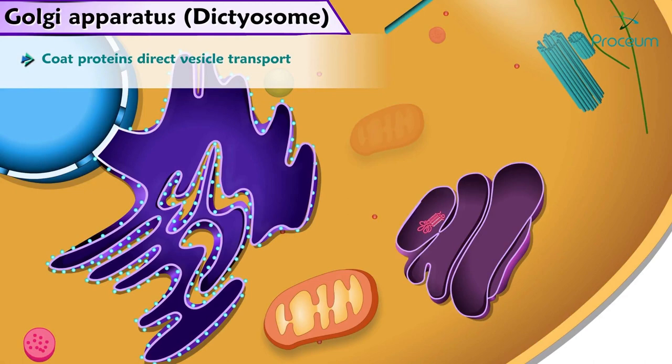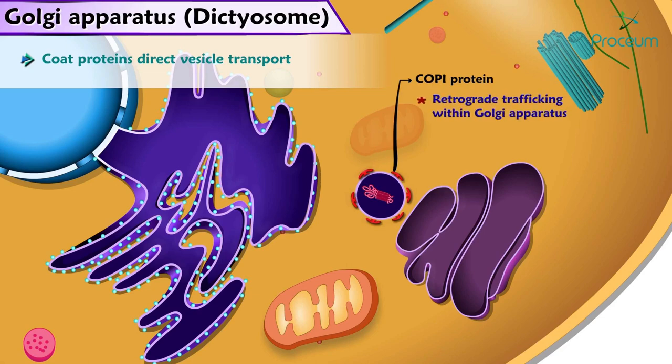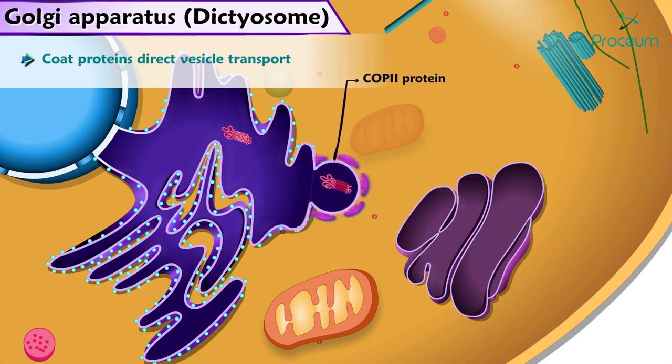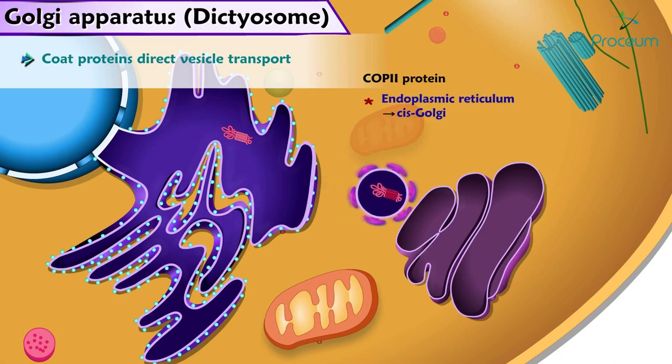Now let's look at some of the coat proteins used in directing vesicle transport. The first is the COPI protein. This is used in retrograde transportation of vesicles. For example, it is used in retrograde trafficking within the Golgi apparatus and in the cis-Golgi transfer to the endoplasmic reticulum. COPII is used in anterograde transportation of vesicles. For example, the transfer from the endoplasmic reticulum to the cis-Golgi.